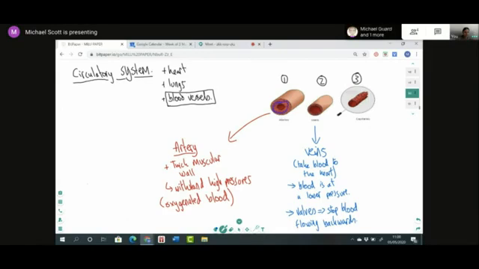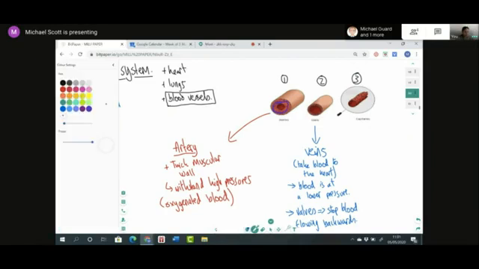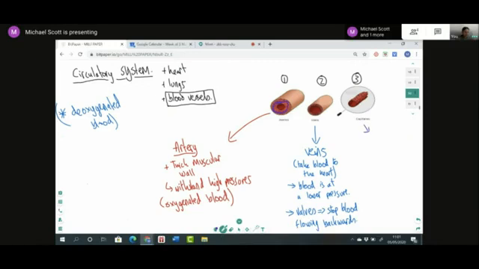And again, just to add to your knowledge here, the veins are responsible for carrying deoxygenated blood. So the arteries carry oxygenated blood and the veins carry deoxygenated. And then we've got our final blood vessel, the capillary.